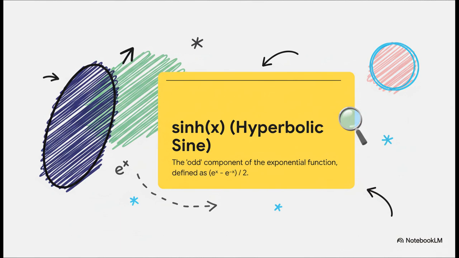First up is the hyperbolic sine, which by the way you pronounce as sinh. It's defined as e to the x minus e to the negative x, all divided by 2. It's called the odd component because just like the regular sine function, if you plug in a negative number, you just get the negative of the original answer.